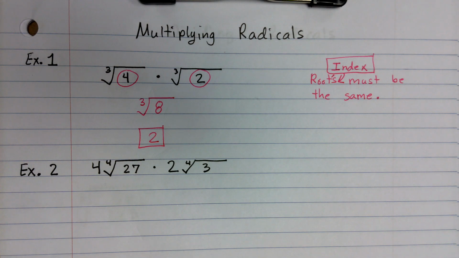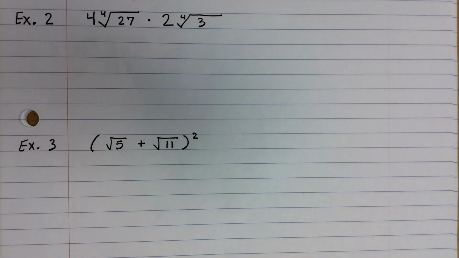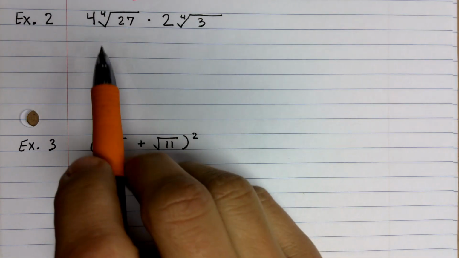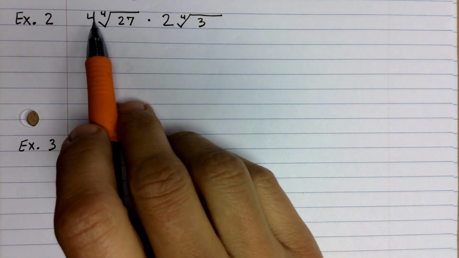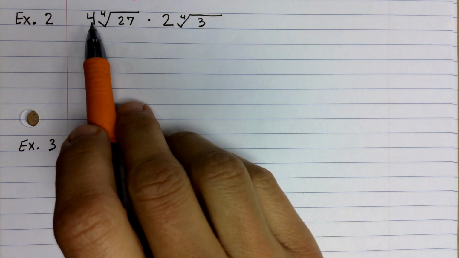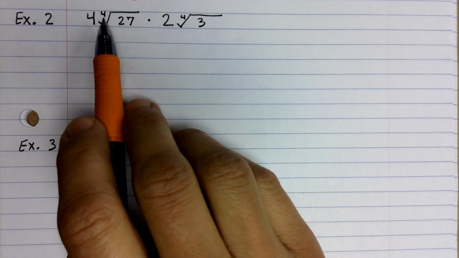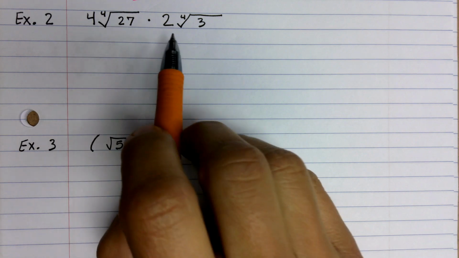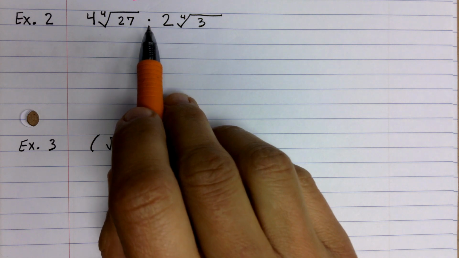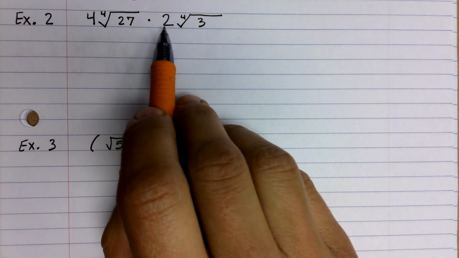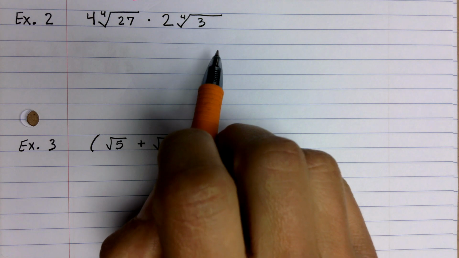Let's go to number 2. So in example number 2, notice we have a couple different things going on. First of all, we have a number in front of the first radical that's being multiplied to it. So we have 4 times this fourth root of 27. And then we also have a multiplication sign here. And again, we have 2 times a fourth root of 3.